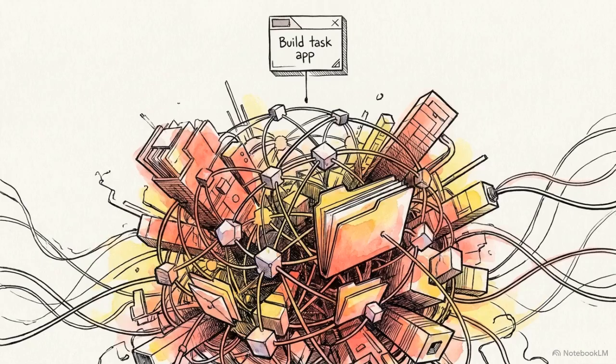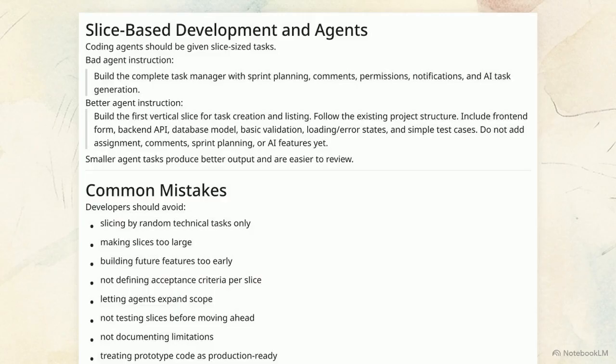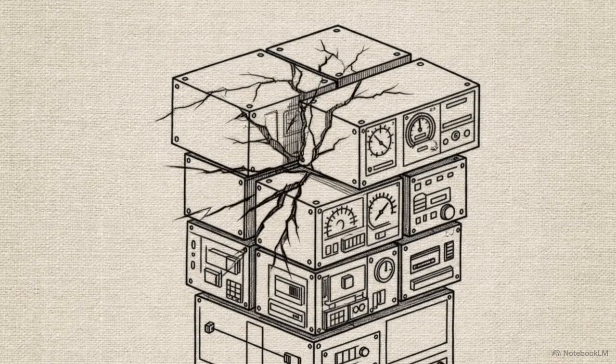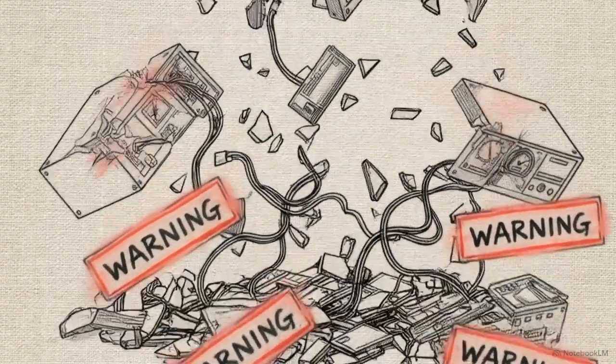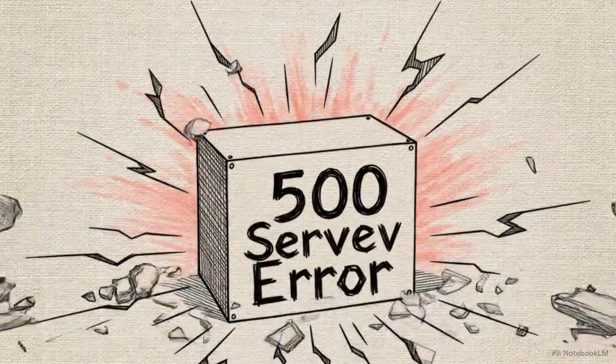If you provide an open-ended instruction, a coding agent will attempt to guess your future needs. It will naturally overbuild the architecture. A prompt asking an agent to build the complete task manager with sprint planning, comments, and permissions is a recipe for failure. It commands the AI to do everything at once. The agent rapidly assembles a massive, unstable architecture. Lacking a solid foundation of testing and review, the entire system inevitably collapses under its own weight.